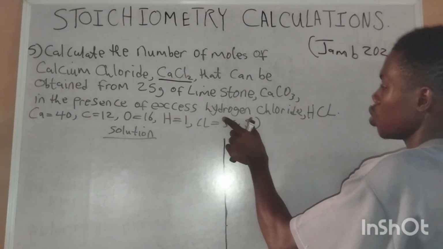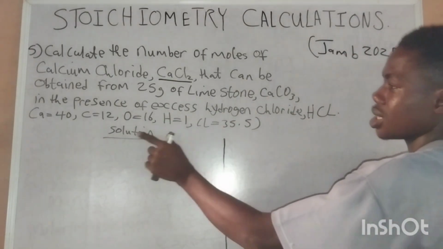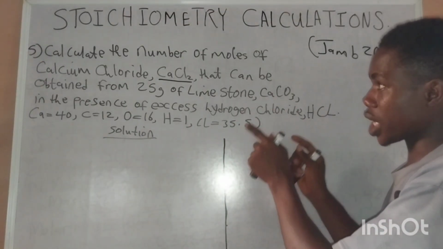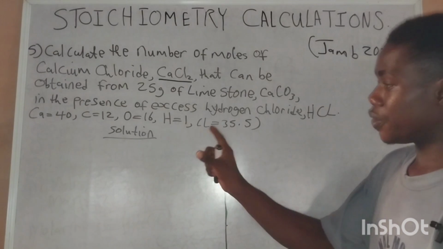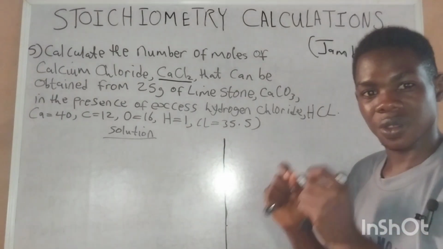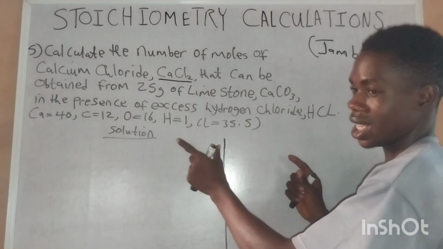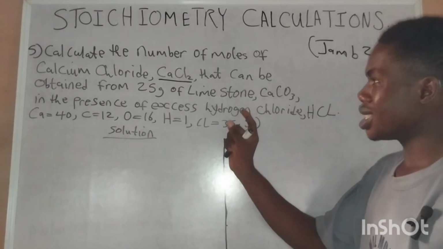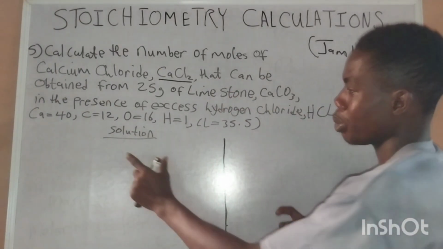Now, if you look at this question very well, this question is a bit complex under stoichiometry calculations. If you want to calculate this question, the first thing is to balance a chemical equation. That's the first thing. Now, what are the compounds given in the question that we are going to use to balance the equation?